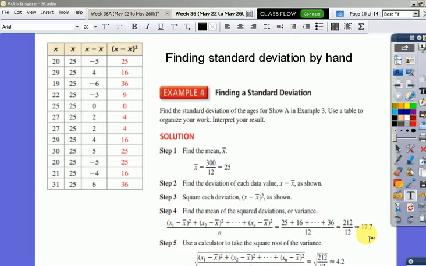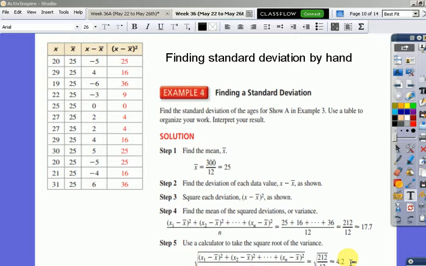And they're still not done, okay? This is called the variance. It's not the standard deviation. Then you square root it, and you finally get your answer. So it is just a systematic process, meaning step by step. If you follow the steps, you won't get it wrong.